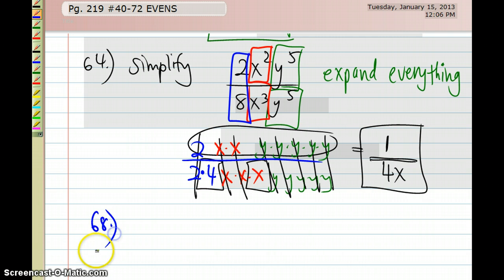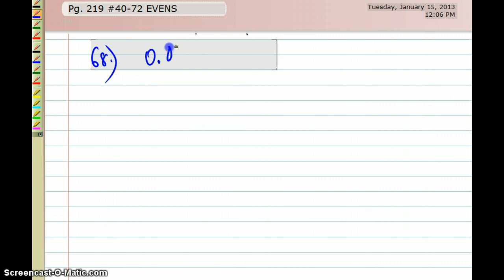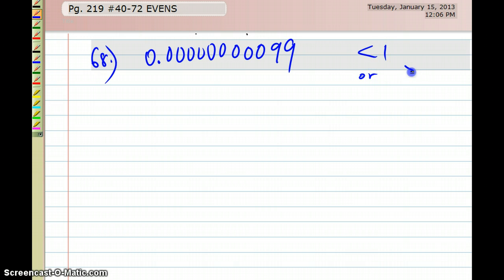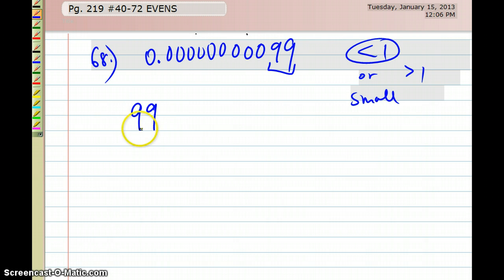Number 68, we're moving on to scientific notation. I have 0 point, 1, 2, 3, 4, 5, 6, 7, 8, 9, 99. This number is clearly less than 1. It's a small number, a fraction. And so I'm going to take the 9 and the 9, 99. I always begin with a number between 1 and 10, so greater than or equal to 1 and less than 10. I'm going to put the decimal right in between the 9 and the 9.